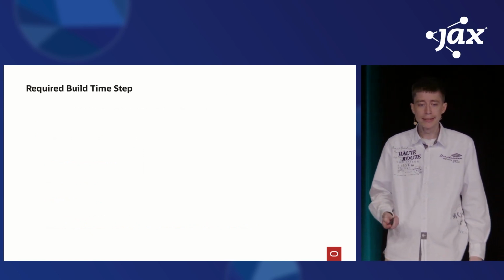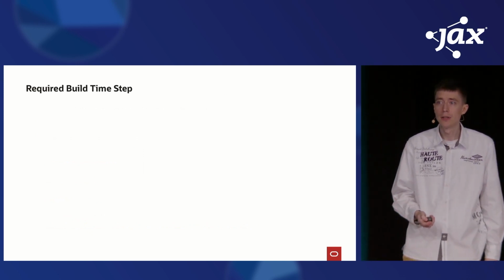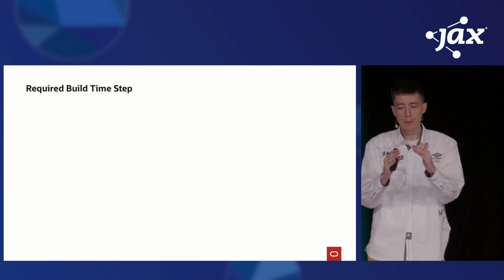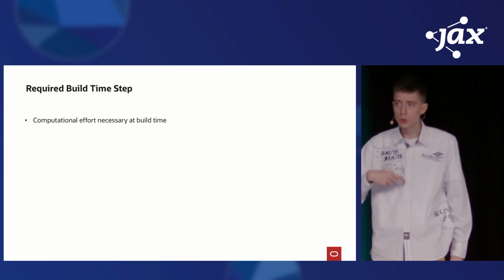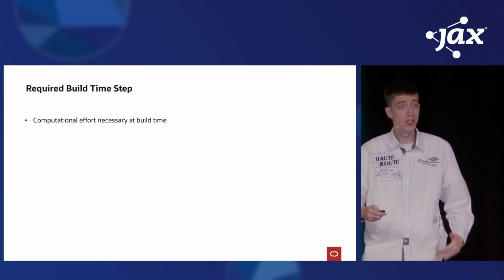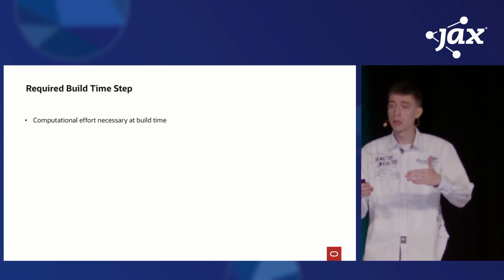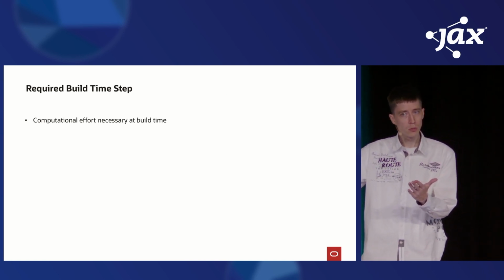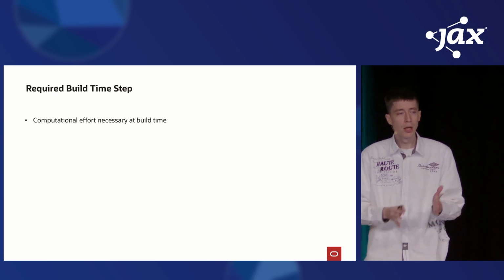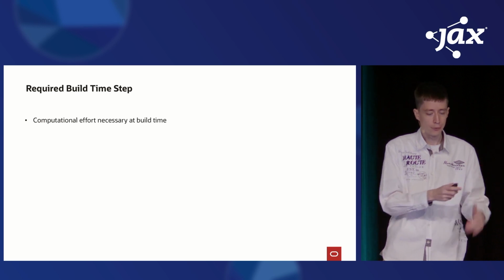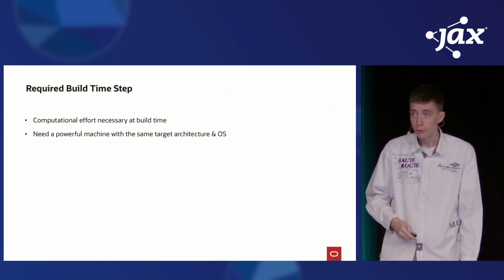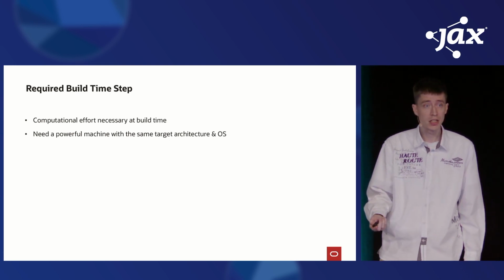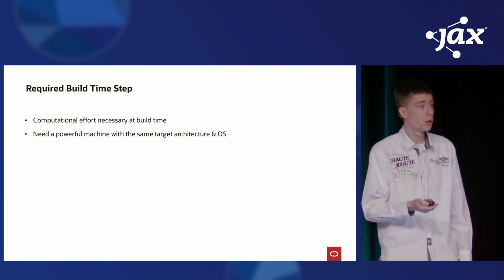So the other downside is there is a build time step required. This means in your CI/CD pipeline, as you deploy your application, you need a certain amount of computational effort because you need to do the ahead-of-time compilation. This is something that typically will be hidden while your program is running in JIT mode, but here it is necessary to do ahead of time. For this, it needs a powerful machine, and it needs to know the target architecture and operating system where you will deploy the application.